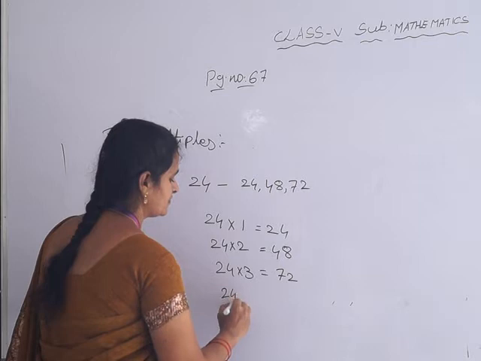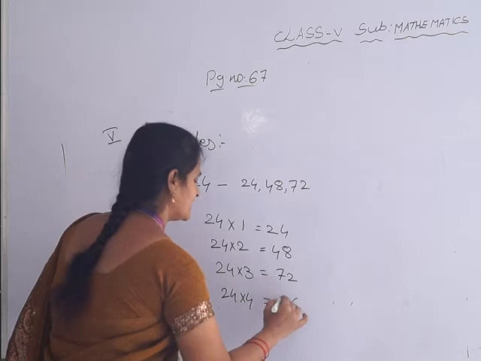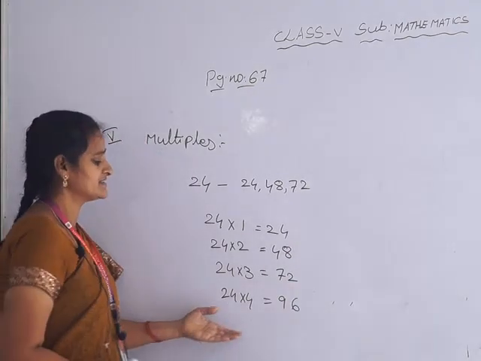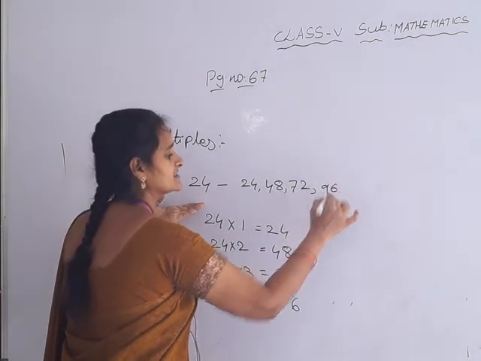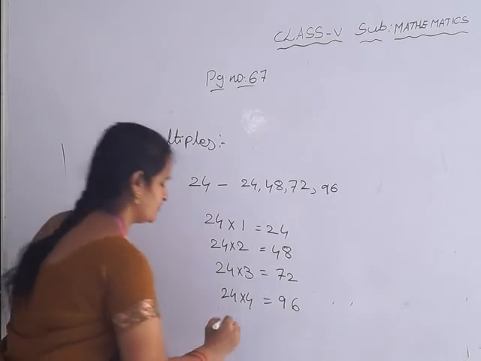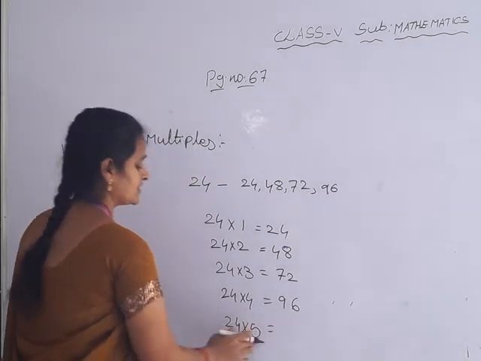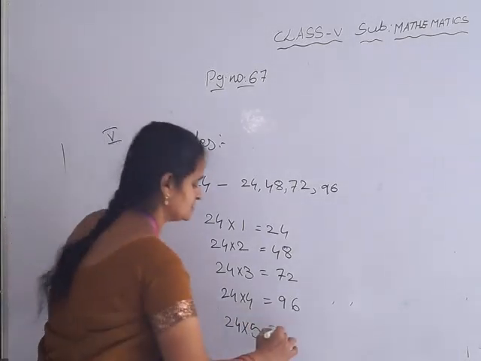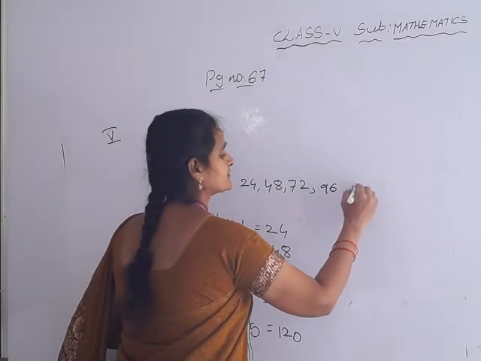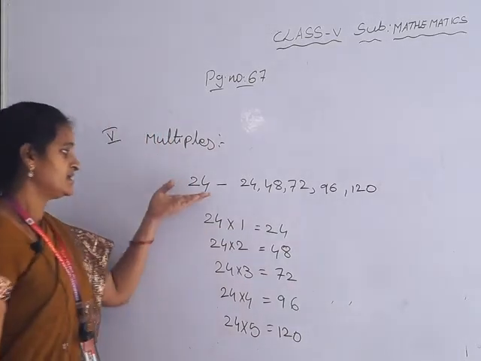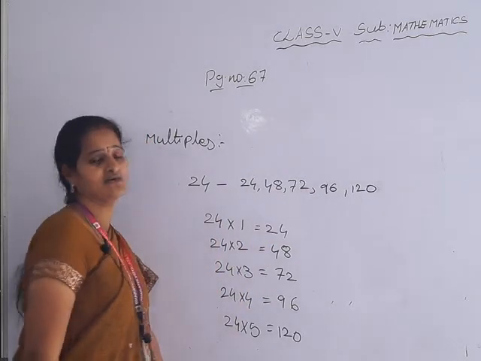Next, 24 into 4 is equal to 96, and 96 is the fourth multiple of 24. Now the fifth multiple is 24 into 5, that is equal to 120. So 120 is the fifth multiple of the given number, 24. These are the first 5 multiples of 24.